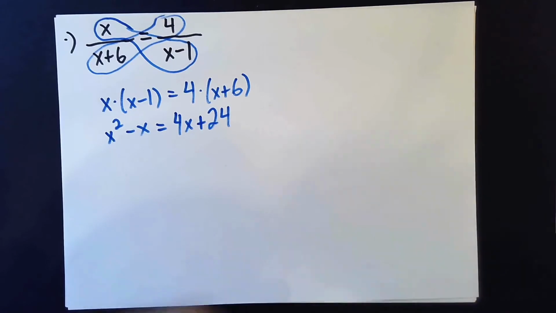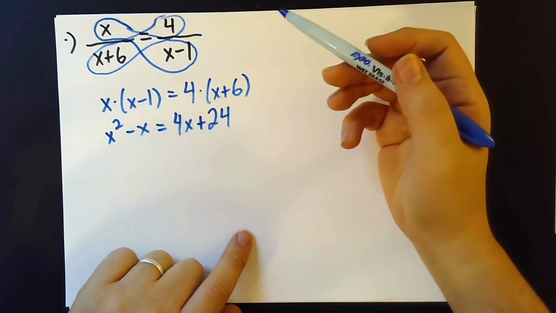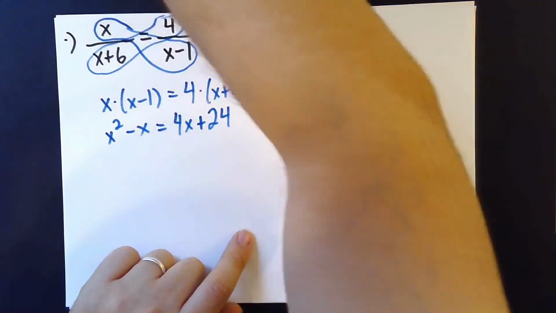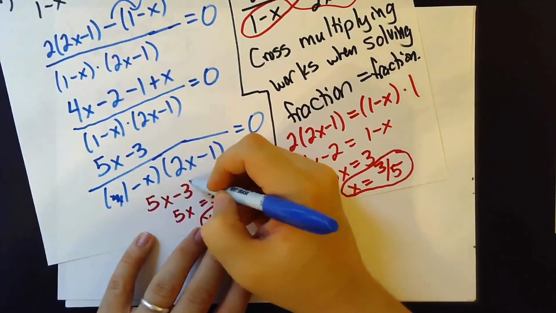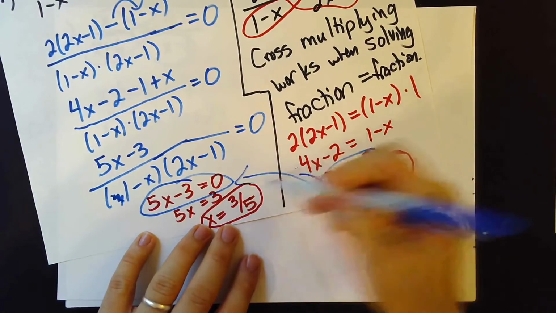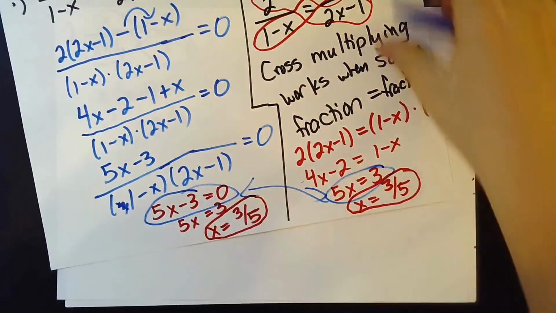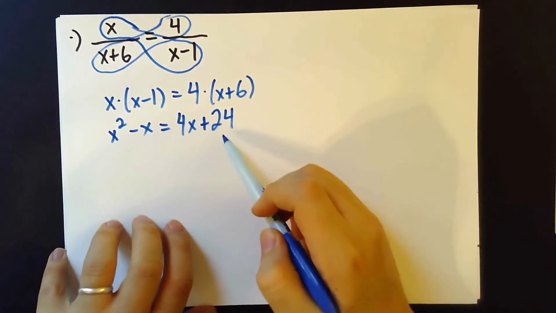And now here's the other reason I wanted to do this example. Note, I'm no longer getting a linear equation. In the last example I did, I ended up solving 5x minus 3 equals 0. Actually, sort of either way I did this, I ended up solving this linear equation. In this case, I actually am ending up solving a quadratic.